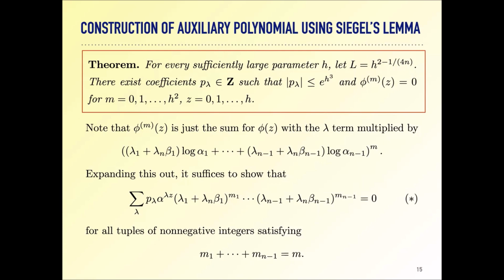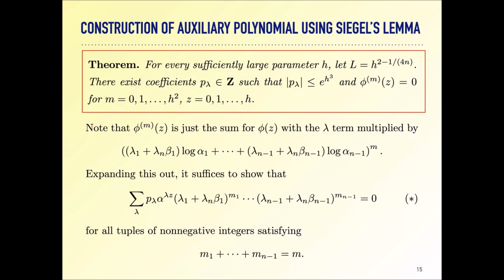And there exist coefficients. These are our p lambdas in our polynomial, and the bound on them is going to be e to the h cubed, such that not just does phi of z vanish, but the first m derivatives of phi vanish at all these integers z going from 0 to h, and a whole bunch more derivatives. In fact, there's more derivatives than values. So what I've said is that we're going to have a problem getting lots of values 0, but somehow you make up for it by getting a ton of derivatives 0, h squared.